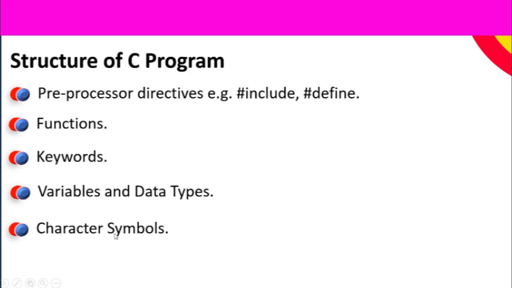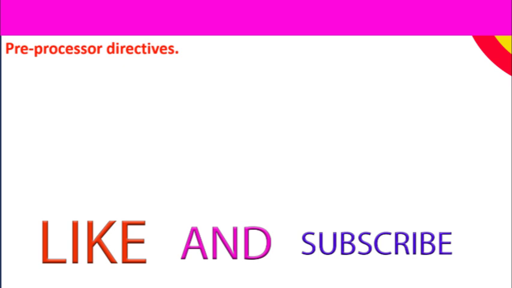So, it means that when you write your program, which are instructions meant to guide the computer on what to do, within your program code you will have preprocessor directives, you will have functions, you will have keywords, variables and data types, and consequently you will have character symbols. Now, briefly we can look at what preprocessor directives are.